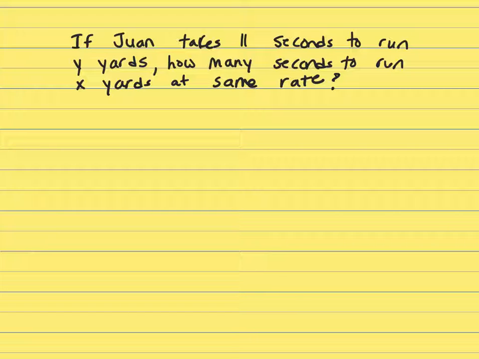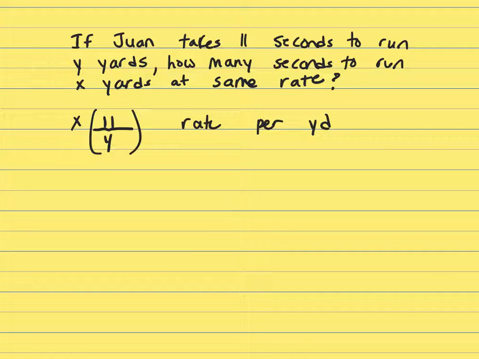We need to figure out how long it takes Juan to run 1 yard. Okay? And the way you would do that, you would say how his time, which is 11 seconds, and divide that by y, and that's going to be his rate per yard. And then we want to know how long it takes him to run x yards. We just need to multiply this by x. So you get 11x over y.